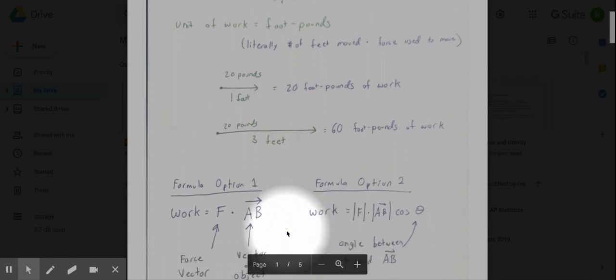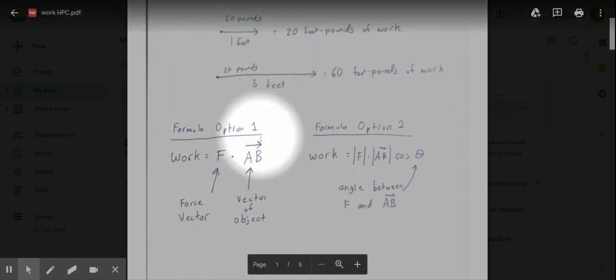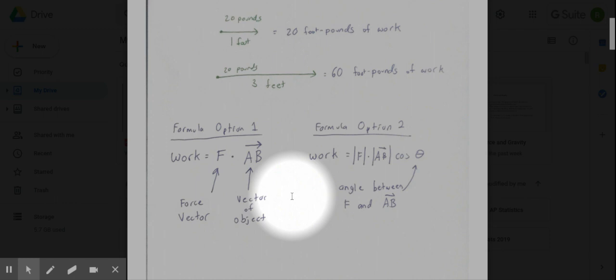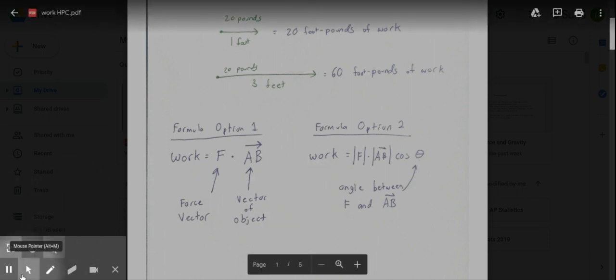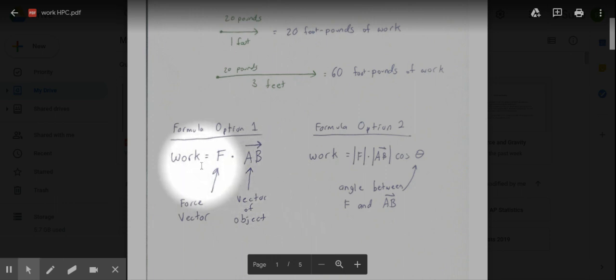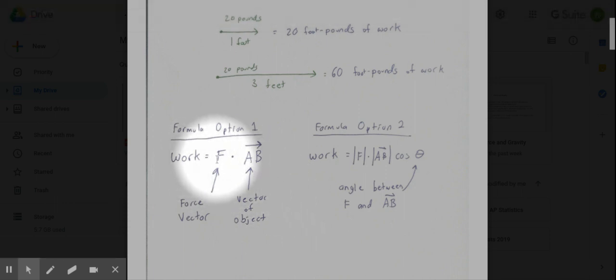Now, it gets a little more complicated when you have different forces at different angles. We're going to use the projection of vectors formula that has been used in the past. With a couple adjustments, it becomes work equals the dot product of the force vector and vector AB. Another possible formula is the magnitude of the force times the magnitude of vector AB times the cosine of theta, where theta is the angle between the force and the direction of the vector.